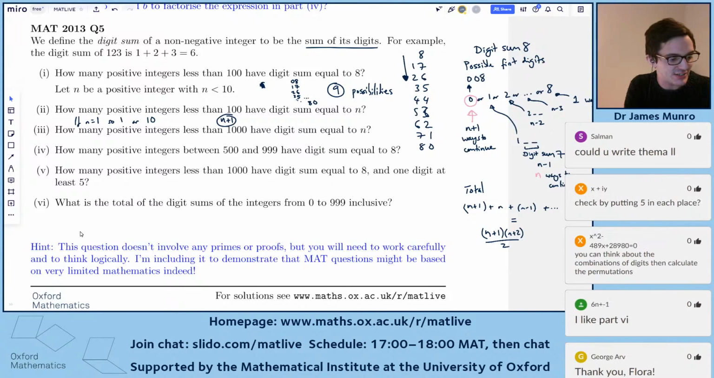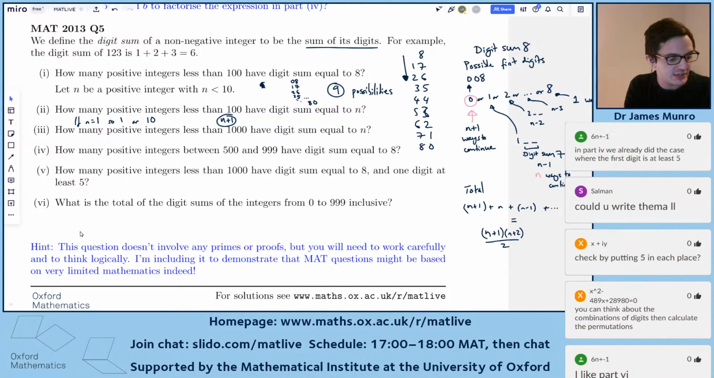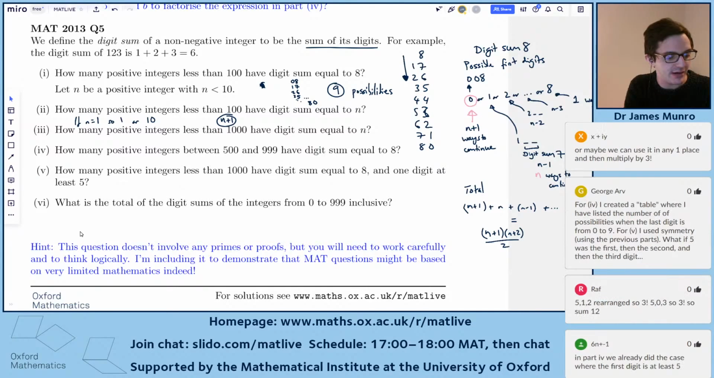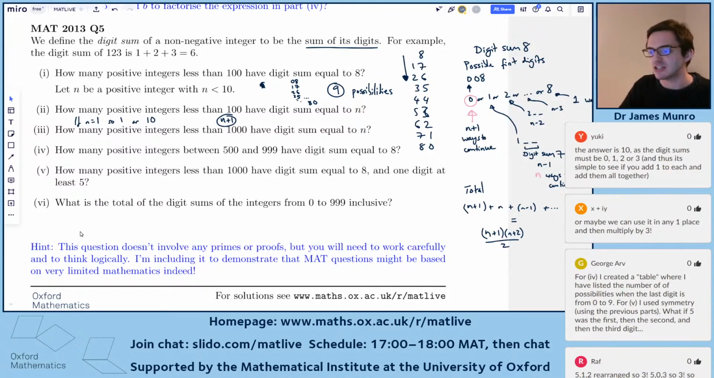Yeah, we already did the case where the first digit is at least 5, and then there's some sort of symmetry thing to switch them all around, to move them around. Yuki's here. Yuki says it was 10 for the previous part, so we can do some sort of switching around thing to shuffle those digits that we got before, to see how many we get for the other digits. I quite like that. Does that work?